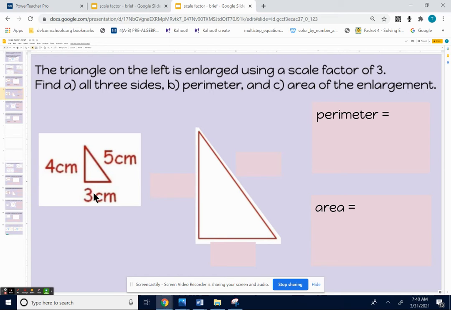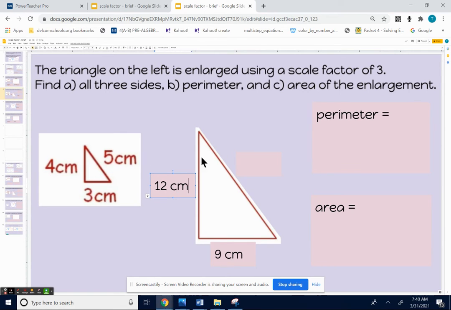So when we have 3, we're going to multiply that by 3. So we have a new base of 9 centimeters. 4 times the scale factor of 3 would be 12 centimeters.